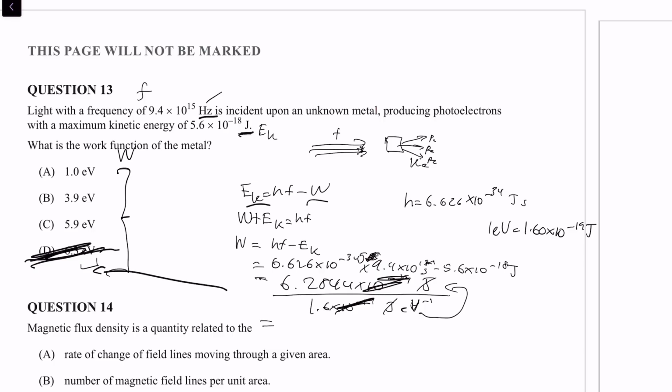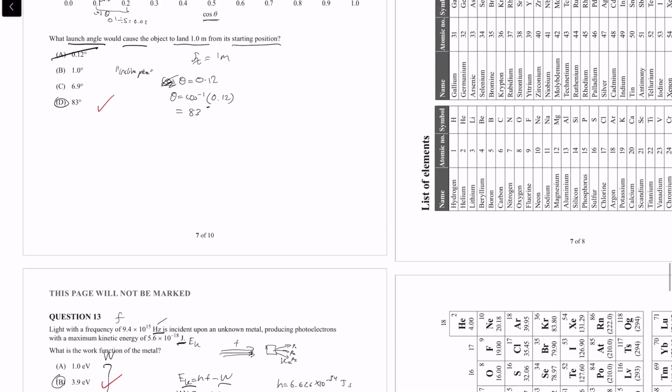Okay, because we're essentially now just doing 6.2844 divided by 1.6. You don't even need to write down those 10 to the negative 19 to save time if you wanted to. And so our answer there is going to be 3.9. So the answer there is B. All right, check that.